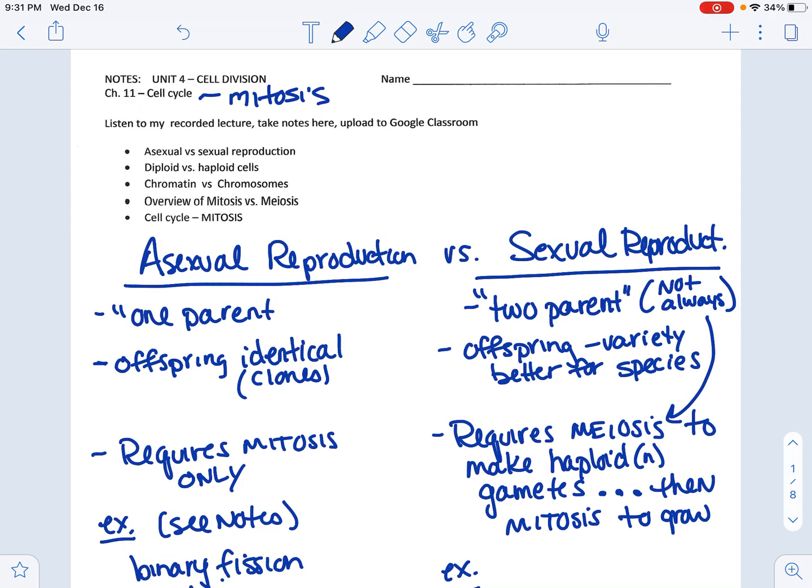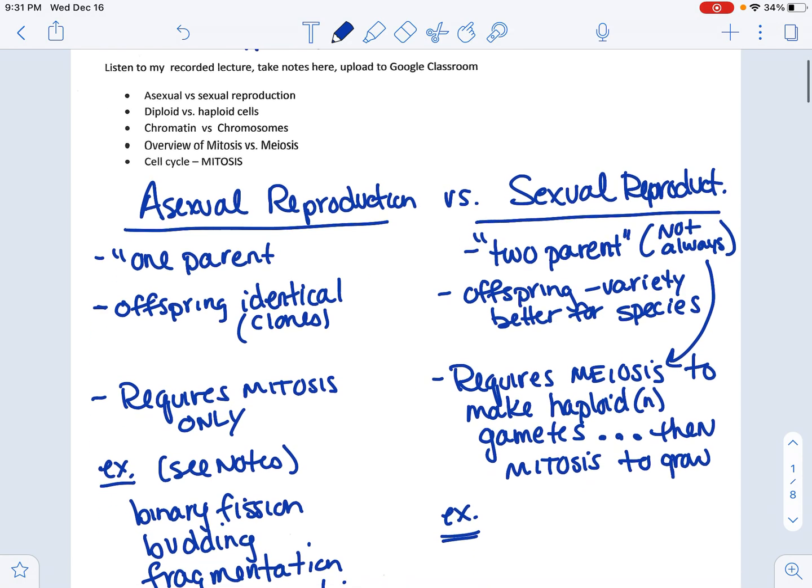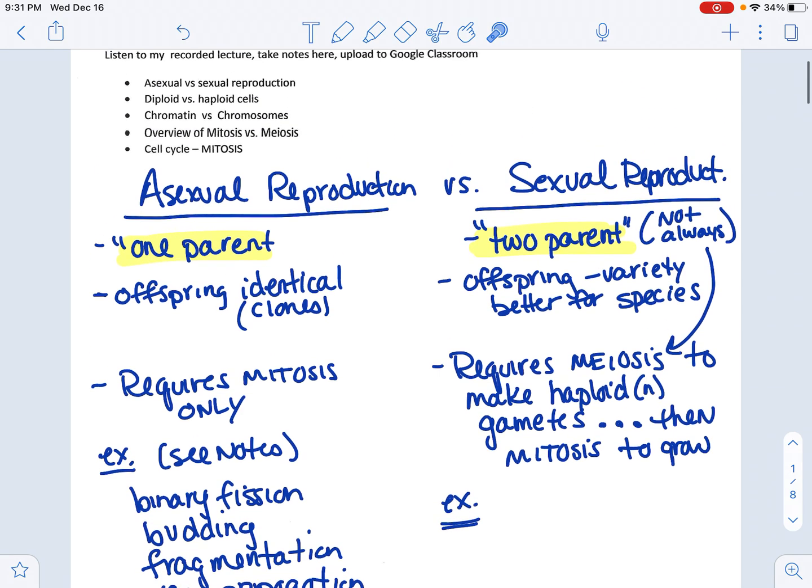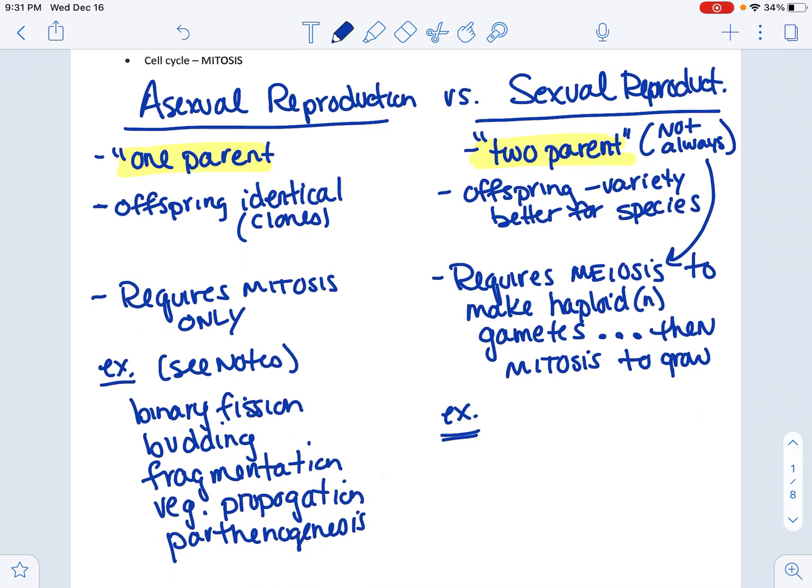So I already started some notes here for you to copy down if you need to pause so you can write some stuff down. And just sort of my overview here of asexual and sexual reproduction. The clarifier is how many parents there are. So asexual reproduction is one parent reproducing, whereas sexual reproduction we'll see is two parent, although not always. There's some examples where it's not always two parent. The real definition of sexual reproduction requires meiosis to make haploid gametes, oh wait, that's not the real definition, sorry, the real definition is going to go down here.